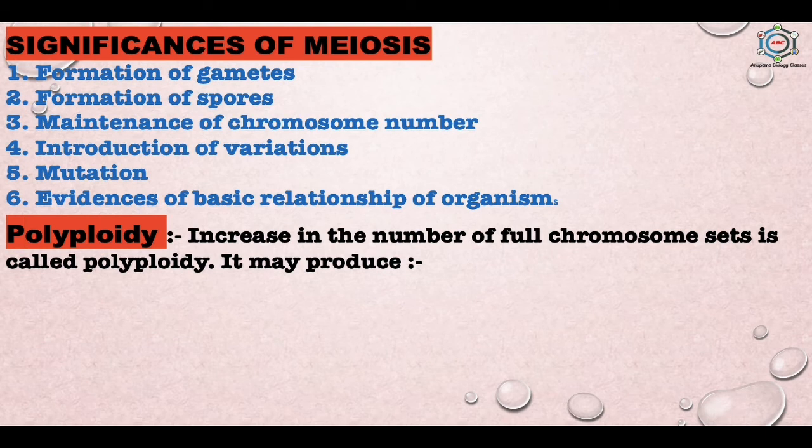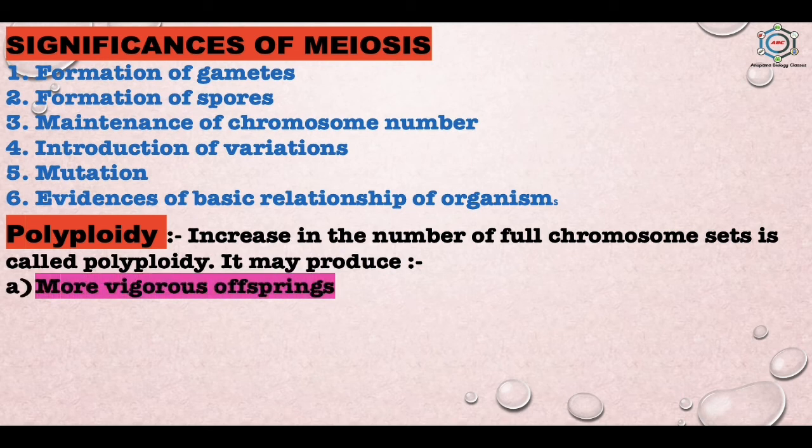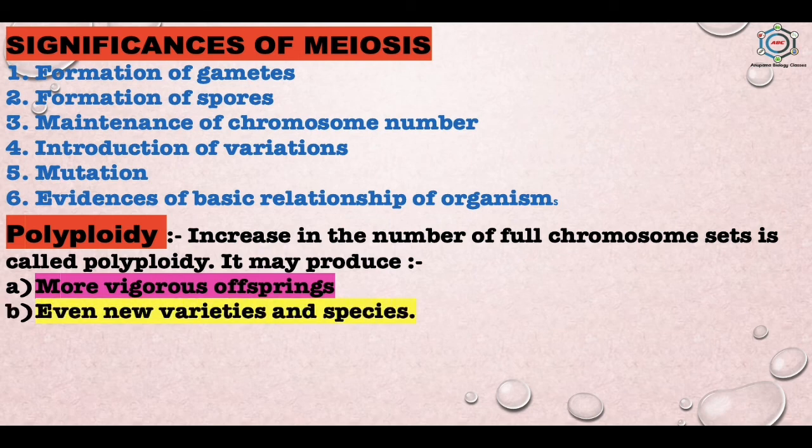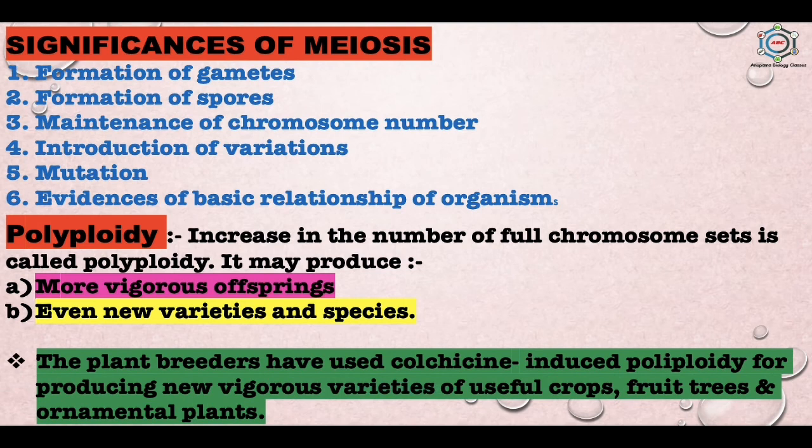Now, polyploidy. An increase in the number of full chromosome sets is called polyploidy. If the full set of chromosomes increases in number, then polyploidy may produce more vigorous offspring, even new varieties and species. Plant breeders have used colchicine-induced polyploidy for producing new vigorous varieties of useful crops, fruit trees and ornamental plants.